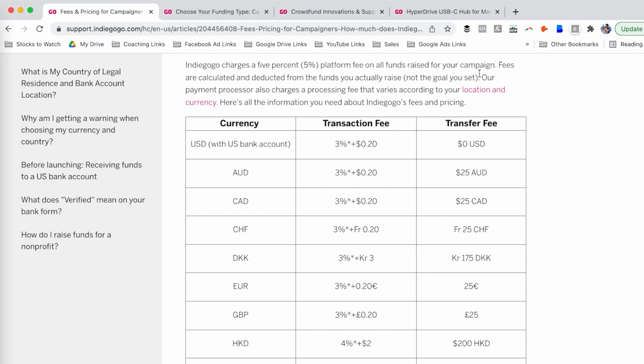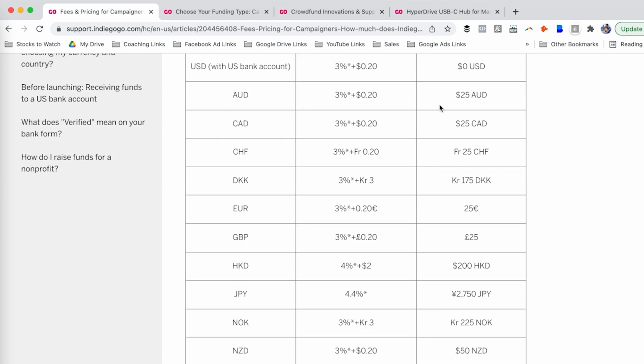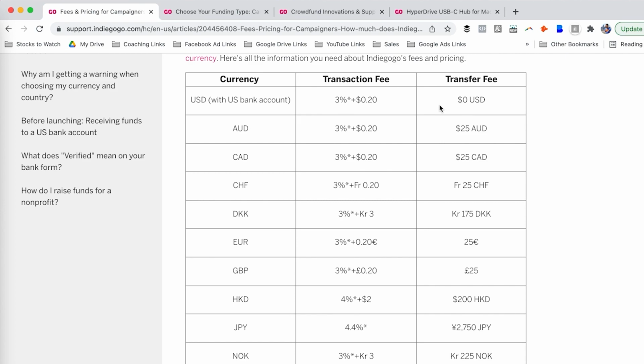So after that 5% fee is assessed, there's also going to be these transaction fees, which are based on the actual place where you're creating the project from. So again, this is specified with a U.S. bank account. So you might be a business, for example, running a campaign in the United States, right? So there's also these other ones. I'll let you look through this a little bit on your own time. But a traditional one for the U.S. will be 3% plus 20 cents per pledge or per transaction. And then there's no transfer fee.